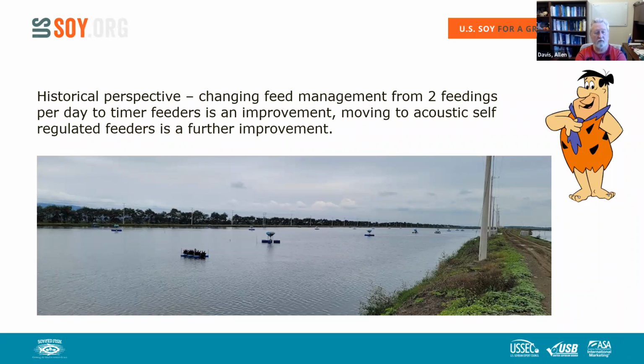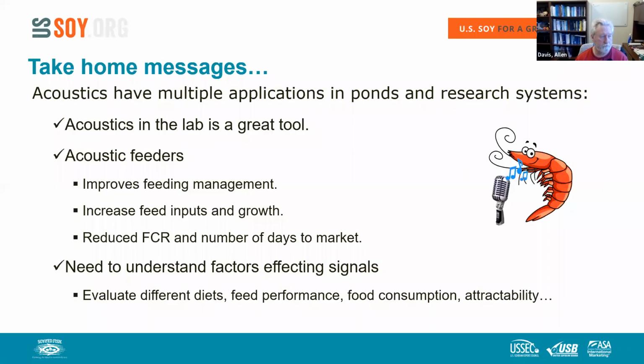And you can see this in the industry in Ecuador. Ecuador, over the last 5 years, has gone from having a few feeders that they were evaluating to the major farms now having probably 90 to 95% of their ponds converted to either automatic feeders or acoustic feeders, because having those multiple feedings really benefits the shrimp in terms of performance and the quality of nutrition going into those shrimp.